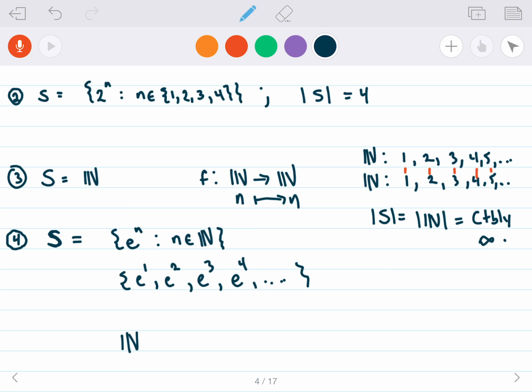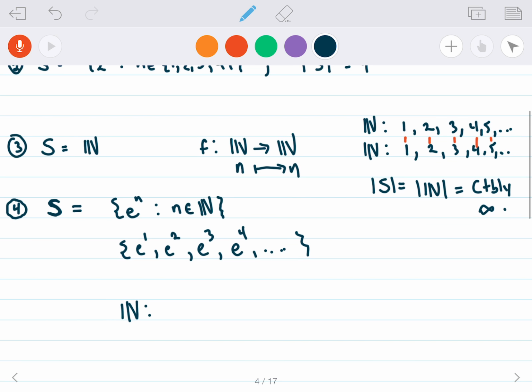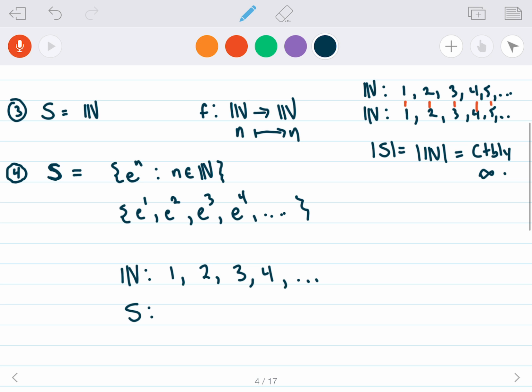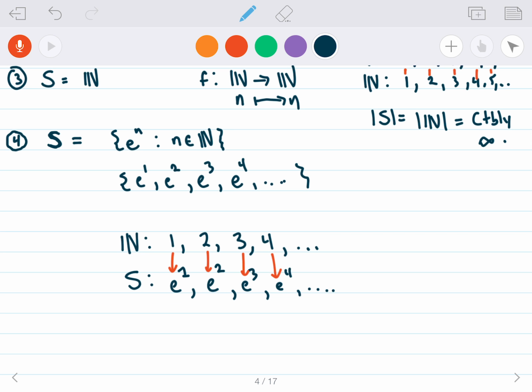Well, our first set on top could be N, so 1, 2, 3, 4, etc. And then our set S is going to be these e to the n's. So e to the 1, e to the 2, e to the 3, etc. And we can see that there's a natural way to pair these guys up. Okay, so S is the same size as the natural numbers because we can list all the elements of S. We can count them.